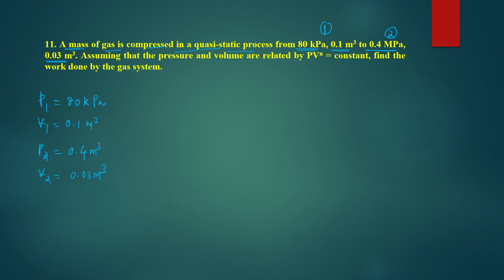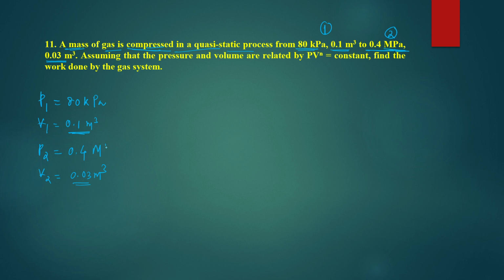Here we are talking about the compression process, and from the data we can see that V1 is basically decreasing. So volume is decreasing and pressure is increasing. I think we have made some mistake over here. P2 is given to us as 0.4 megapascal.